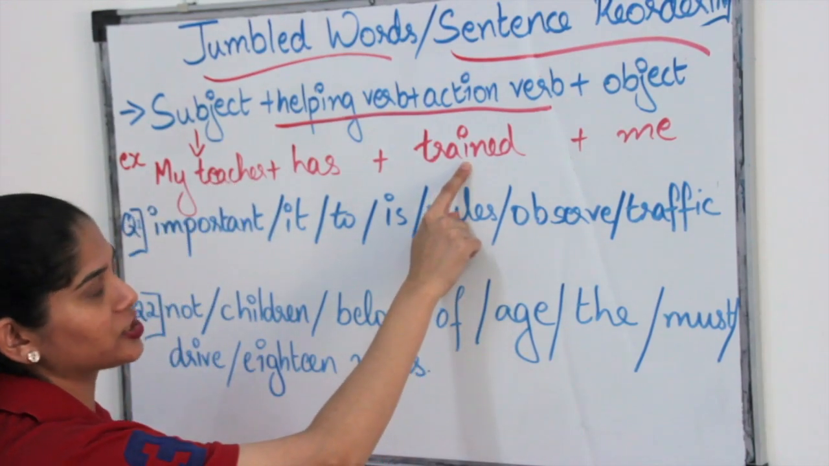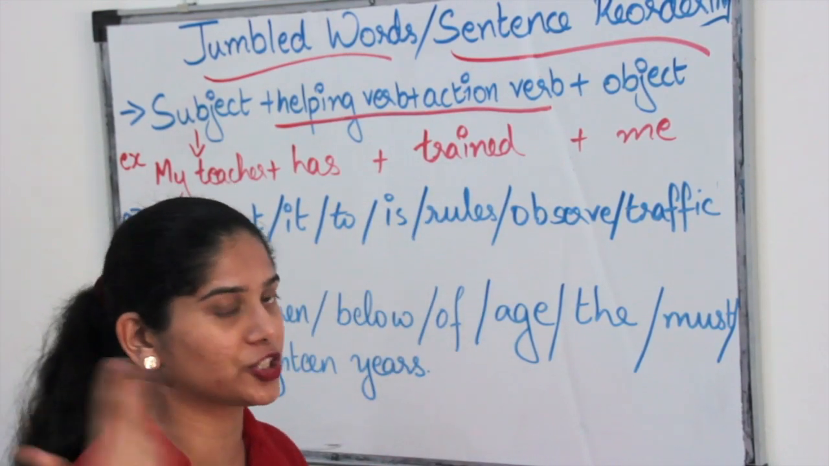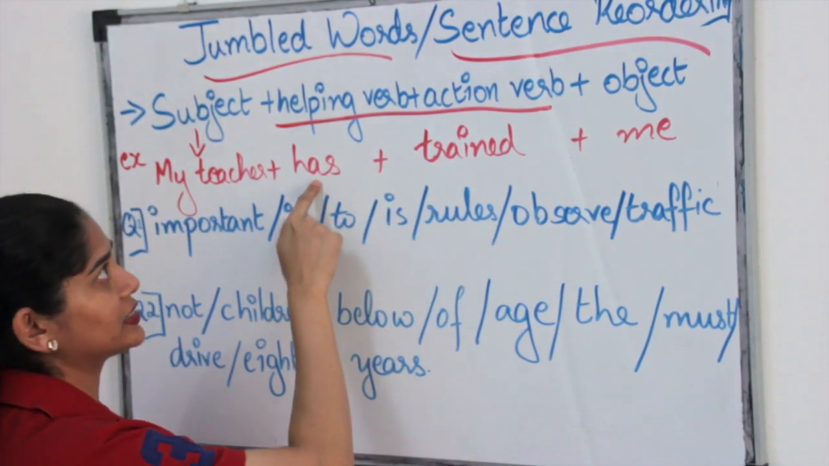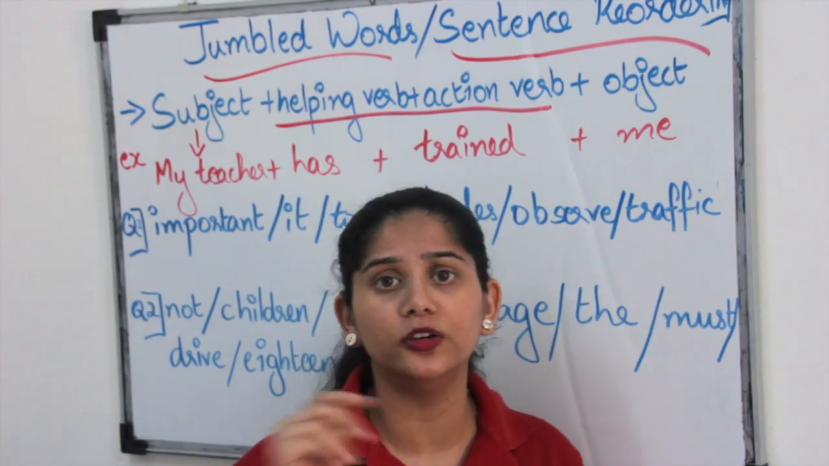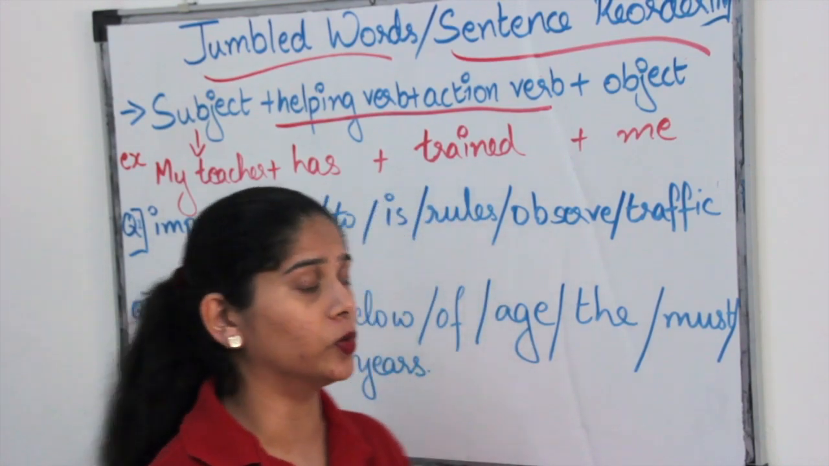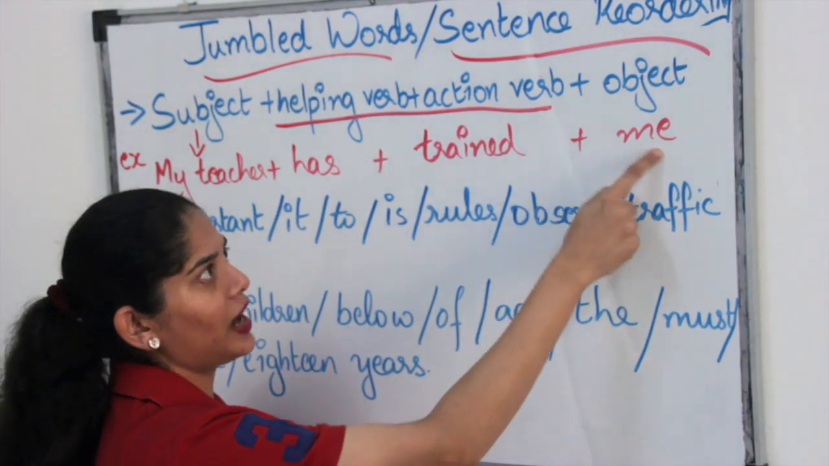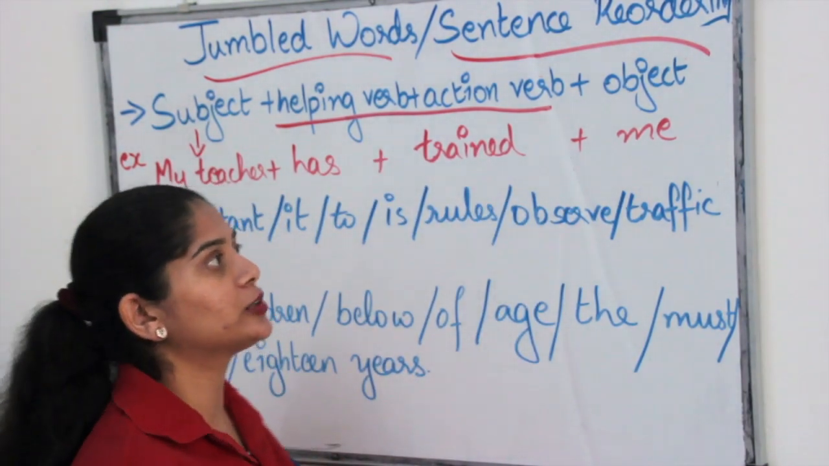See, trained is the action verb. Training, that's a verb. It's an action. Now this is has, a helping verb. As I told you, is, am, has, had, can, could, would, should, all those are helping verbs. And then you have the action verb and then the object, me. Okay, so I hope you understood this.